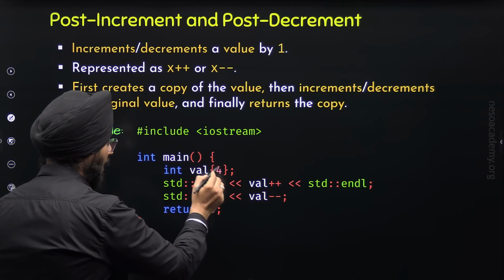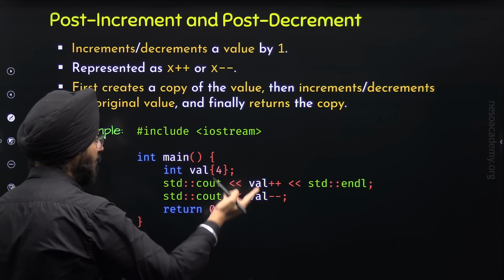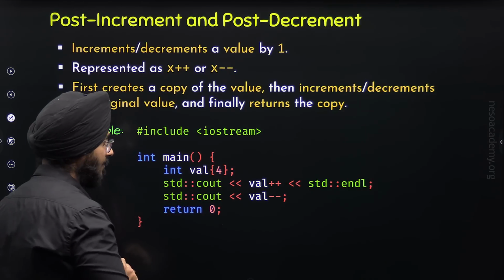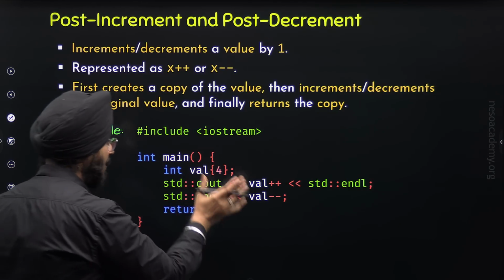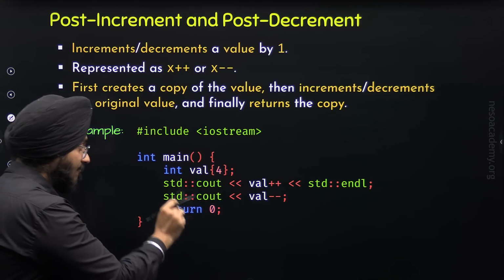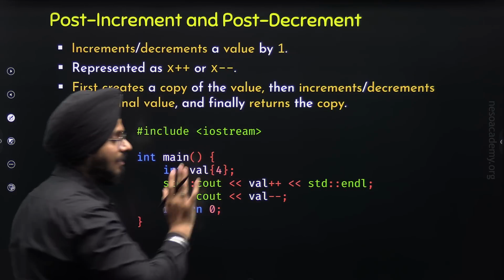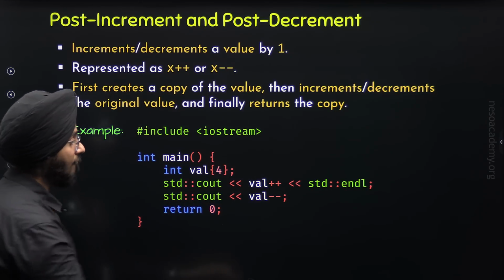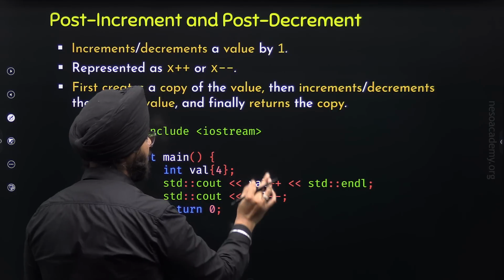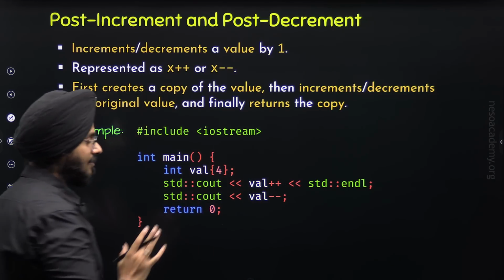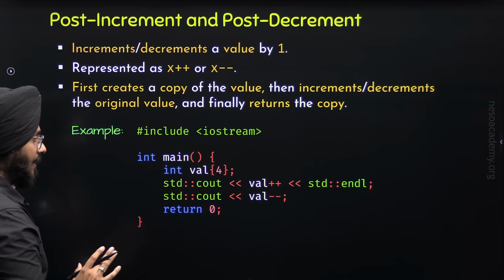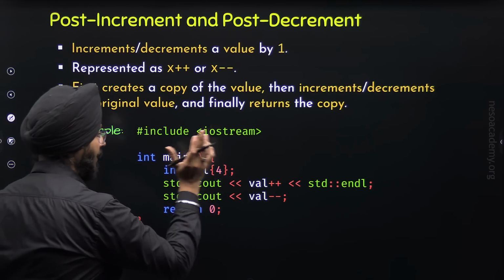This is the value and this value will be updated by 1. We will get 5 here. This means variable val is updated to 5. Then we will get the copy as the result. This means in place of val++, we will get 4 as the result. So clearly, as the output, we will get 4 here.